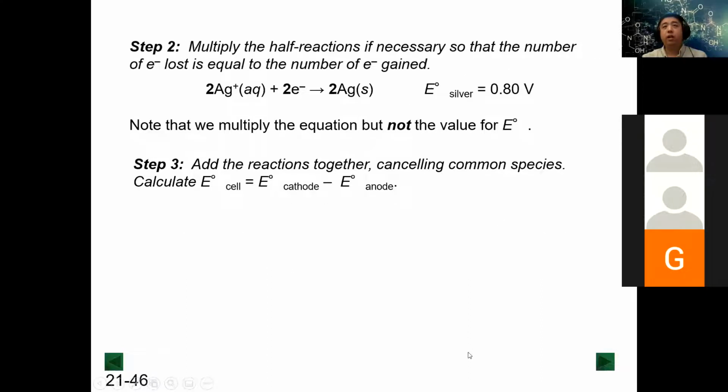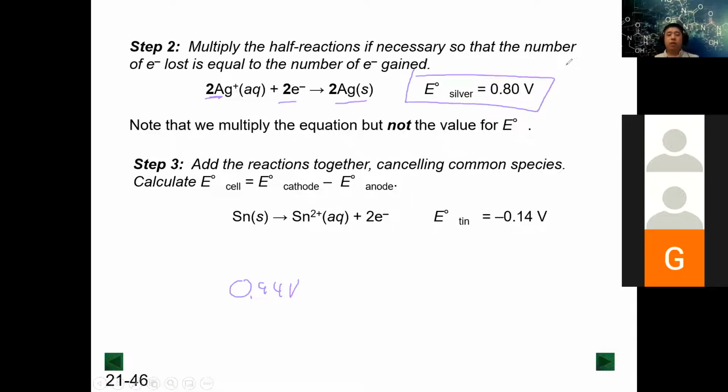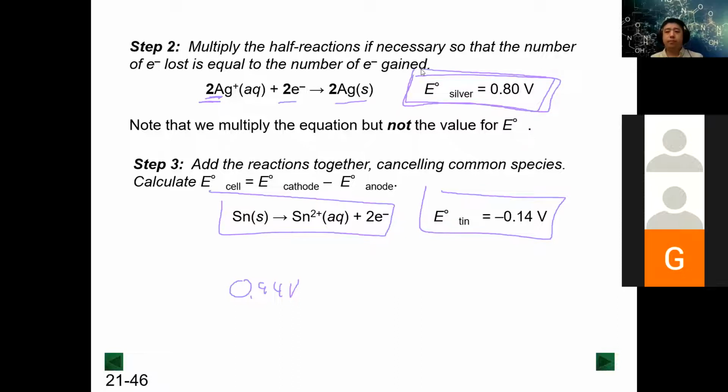So I plug it in. I can go ahead and calculate my E cell. It comes out to 0.94 volts. We also want to make sure that we balance the equation. So we need two of these. What happens to this value here when I doubled the silver? Did it double? No. It stayed the same, right? So even though I flipped this sign, this stayed the same. Even though I doubled this concentration, this stayed the same.